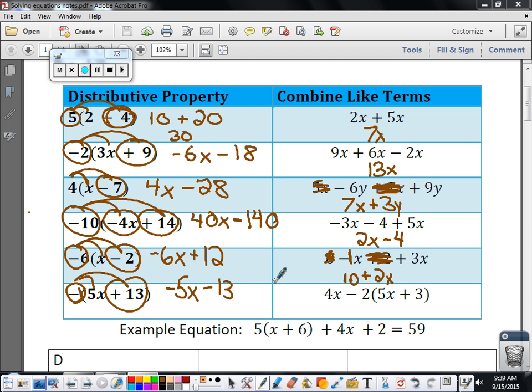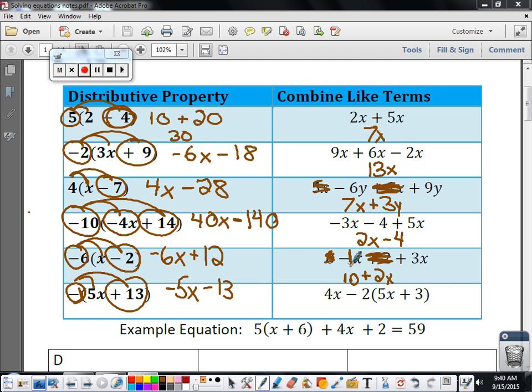A vocab word here, guys. When you have a term that has a variable in it, the number in front of the variable is called the coefficient. So what's the coefficient of this term? 3. What's the coefficient of this term? Negative 1. Not 1. Gotta look at the sign. It's negative 1. You with me?